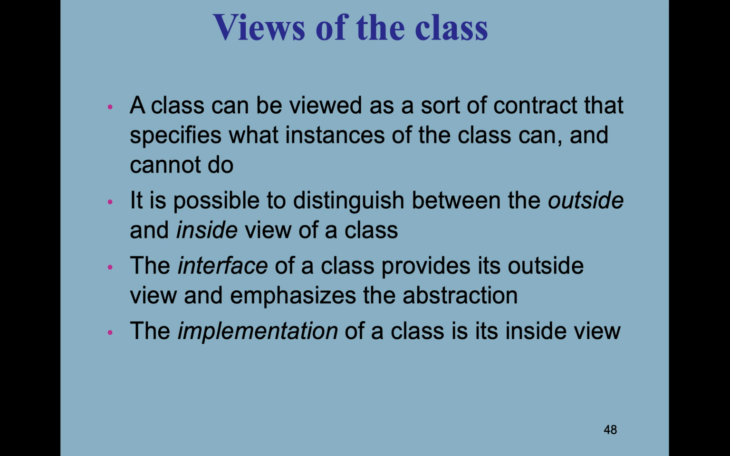So we have different views of the class. We have the class viewed as a sort of contract that tells our instances what they can and cannot do. So it's possible to distinguish between the outside and the inside view of the class. The interface of the class provides its outside view. The emphasis is on the abstraction. The implementation of the class is its inside view. So you might think of the interface, the Java interface, as the outside view of the class. So you're looking in instead of inside out.